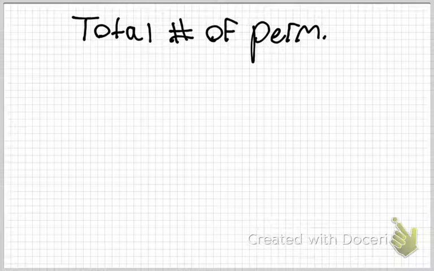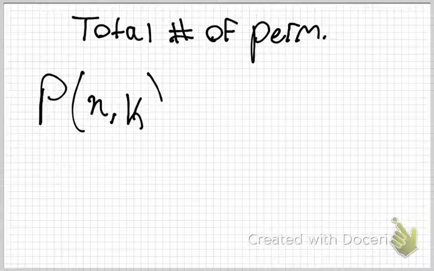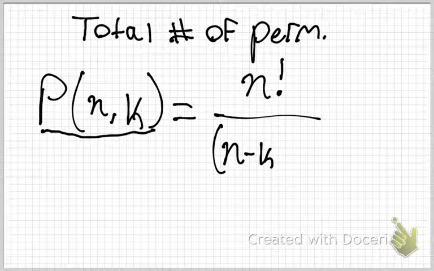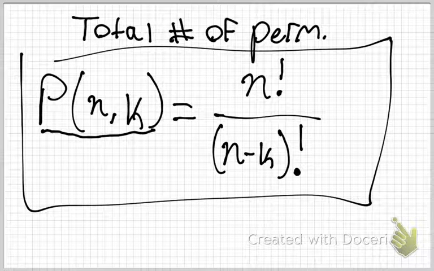What do we have? All right, so PNK, the total number of permutations when you have n objects to choose from and k objects that you must choose, is equal to n factorial over n minus k factorial. Now, the way that I wrote it earlier, I just wrote 5 times 4 times 3. N was equal to 5. How did I get from that to this? I'll show you.